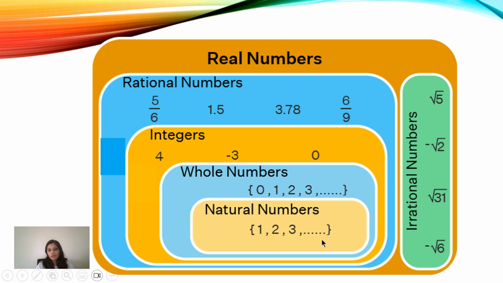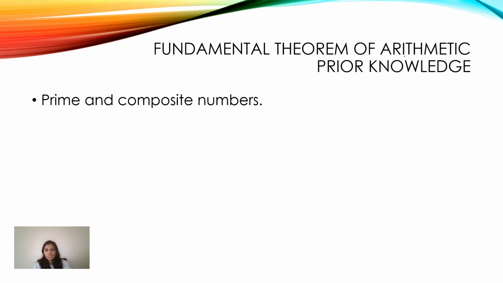With this concept, we are going to learn the fundamental theorem of arithmetic. So before learning the fundamental theorem of arithmetic, what is the prior knowledge required to understand that theorem? Let's see. Before moving to the fundamental theorem of arithmetic, we should understand what prime numbers and composite numbers are.